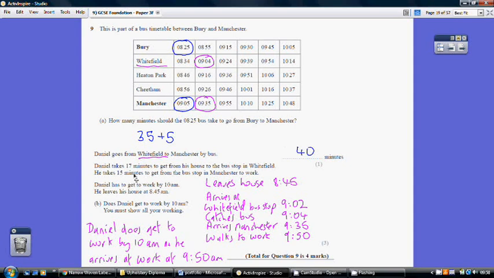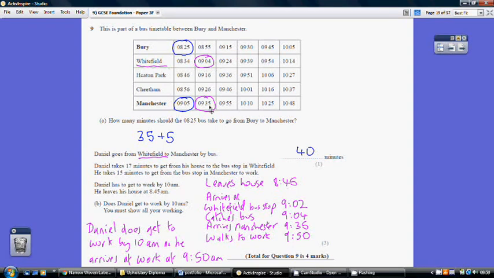Now for part B, you've just got to wade through all of this information here. So we're told that he leaves his house at 8:45. It takes him 17 minutes to walk from his house to the bus stop in Whitfield. So he arrives at the Whitfield bus stop 17 minutes after 8:45, which is 9:02. Looking at the timetable, we can see a bus leaves Whitfield at 9:04. So he's got to the bus stop on time.